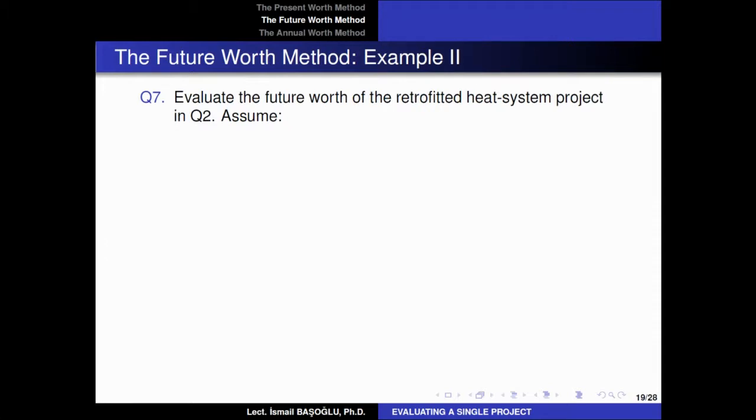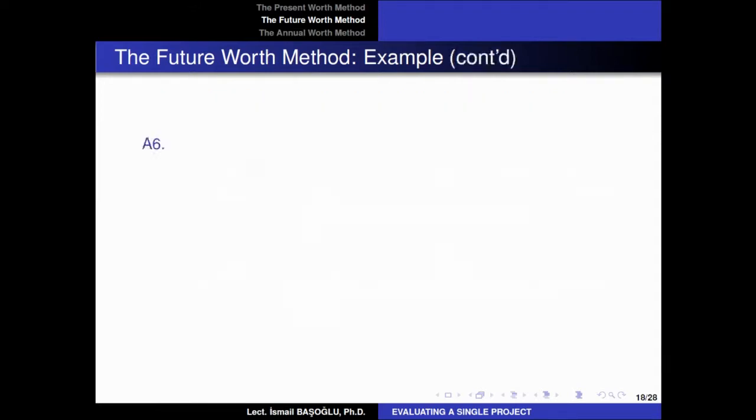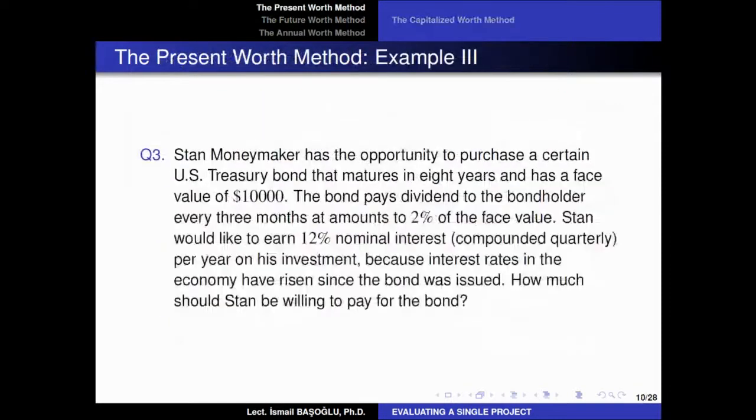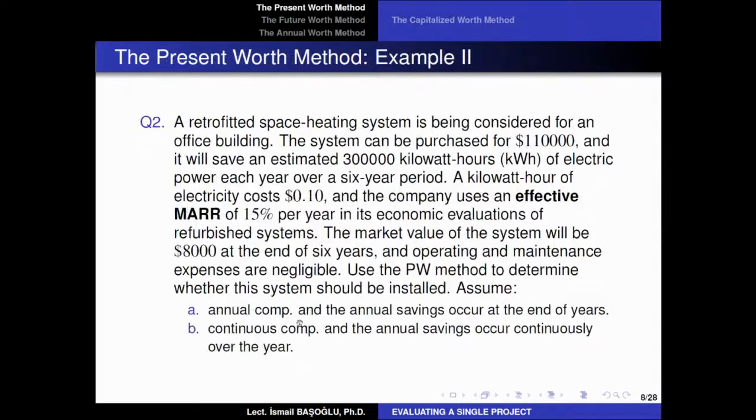Now, this time we are going to apply the future worth methodology to question number 2. Remember, we have a retrofitted heat system project in question 2. So let us remember it. Question 2. So we have the initial cost of $110,000. In every year, we save $30,000 worth of energy. And at the end of the 6-year period, we will be able to sell this system for $8,000.